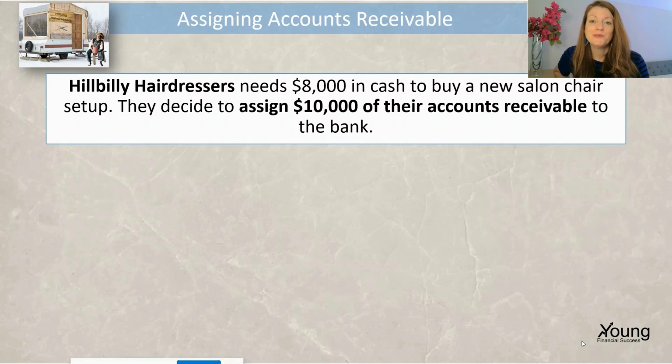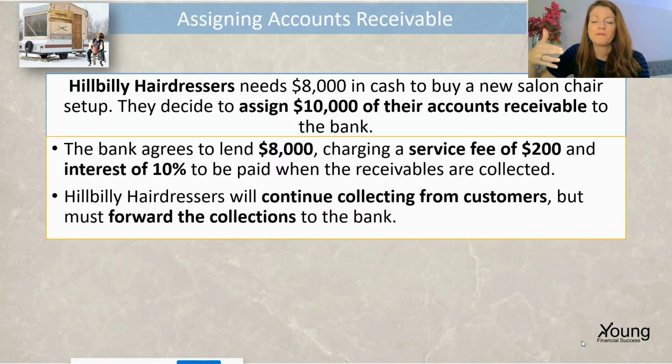Okay, so we're going to jump into an example. We've got Hillbilly Hairdressers. They need $8,000 to buy a new salon chair setup. That seems like an expensive salon chair for that little tiny building that they're cutting hair in. But they decide to assign, so they're selecting specific accounts receivable, $10,000 worth of their accounts receivable, to the bank. So the bank agrees to lend them the $8,000, and they're going to charge them a service fee of $200. And there's going to be interest of 10% to be paid when the receivables are collected.